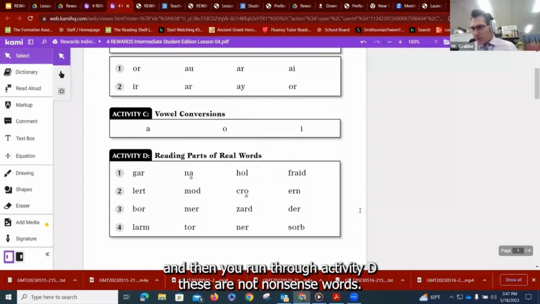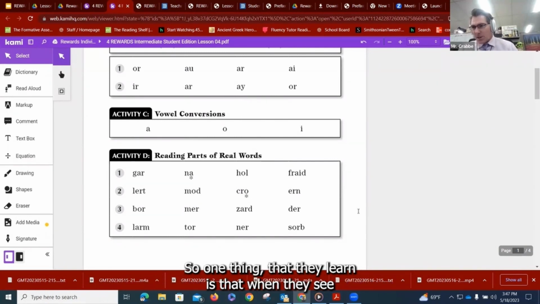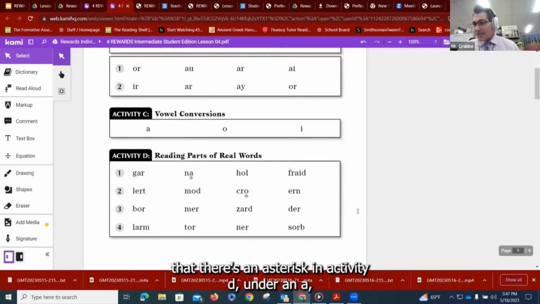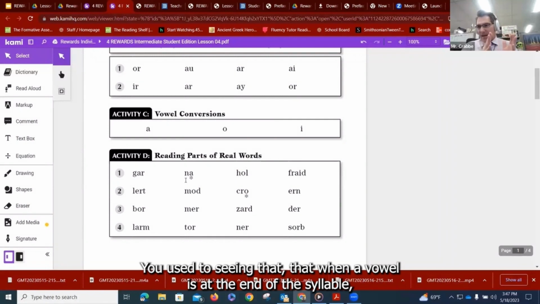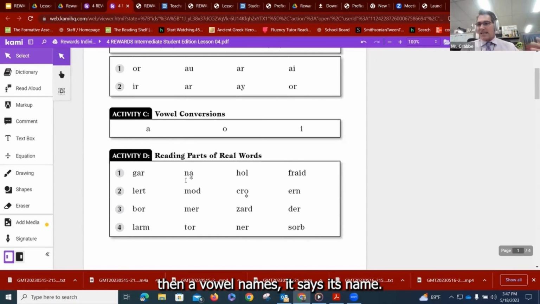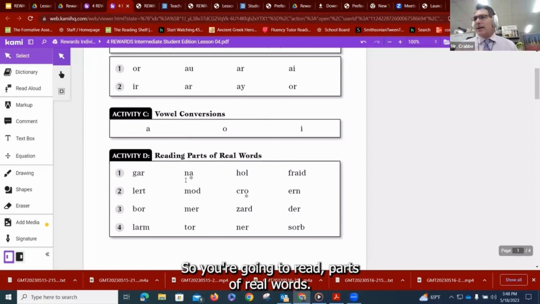These are not nonsense words. These are parts of real words, but they do not make words on their own. So one thing that they learn is that when they see that there's an asterisk in activity D under NA, that indicates to the students that they should say the name. So it's kind of like a visual cue for them to get used to seeing that when a vowel is at the end of a syllable, then a vowel says its name. And so it's using the asterisk as that visual cue for them. So you're going to read parts of real words.